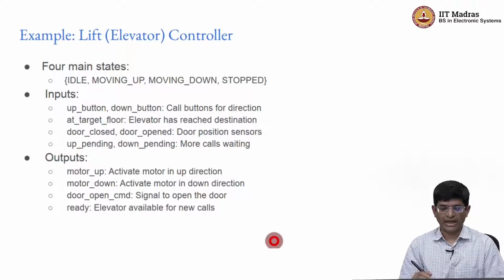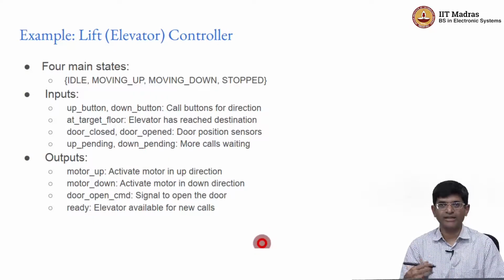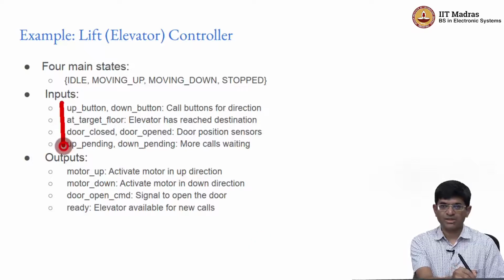And there are a couple of other inputs which are indirectly related to the up button and down button that we have, which are basically called the up pending and down pending controls. What that means is that while the lift was in motion, somebody has pressed a request to either go up or to go down, and since the lift is not going to stop suddenly as soon as somebody presses a button, or we do not want it to stop immediately, we want it to respond to the previous request only when it has actually stopped and probably gone into an idle state. Now, all of these are the inputs to your lift.